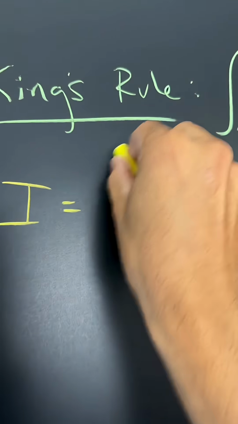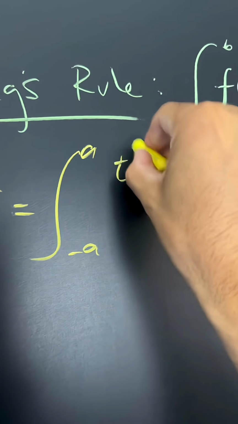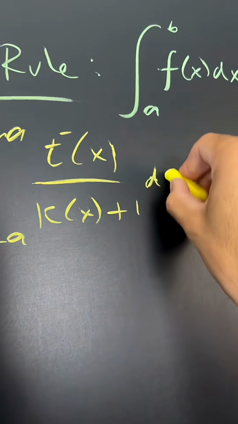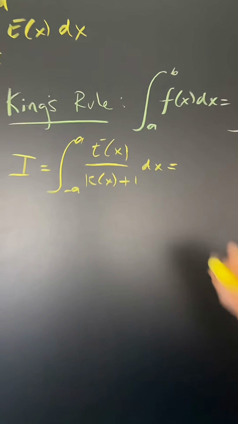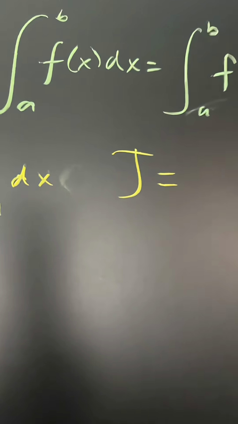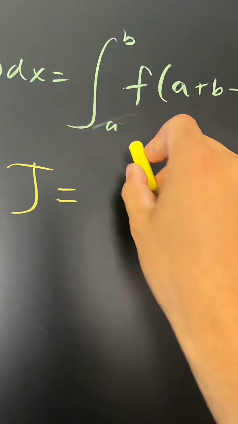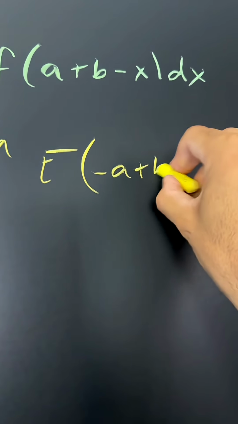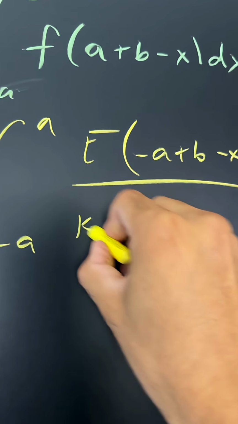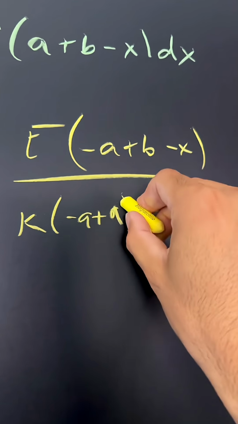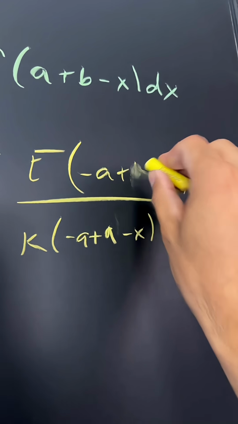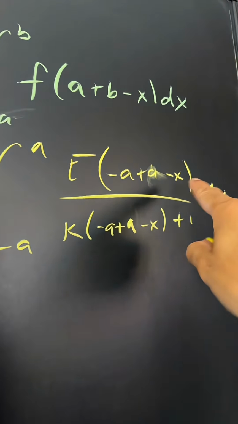So how does it go? First, I'm gonna say that I have an integral I, which is this negative a to a of this even function of k of x plus 1 with respect to x. Okay, well, I'm also going to say that this is going to equal to some integral j. Integral j is going to equal to negative a to a of e to the negative a plus a minus x over k of negative a plus a minus x plus 1 with respect to x. Oh, I said a, I wrote b, but I meant a there. Okay, this is gonna cancel out, boom.